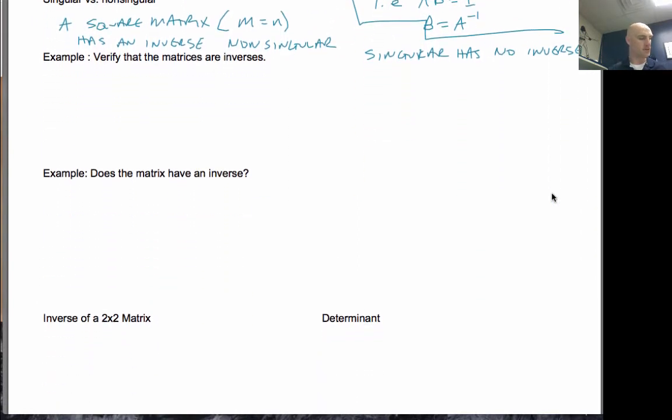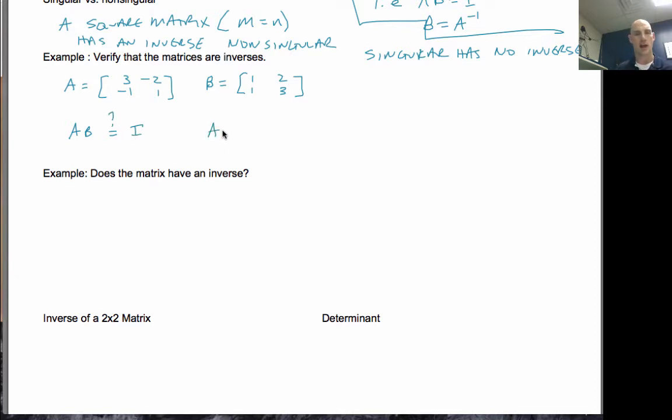So we're going to verify that matrices are inverses. I'm going to give you two matrices. A is equal to 3, negative 2, negative 1, 1. And B is equal to 1, 2, 1, 3. So that would mean that A times B is equal to the identity matrix. I'm going to put a question mark over that, meaning, is this true?